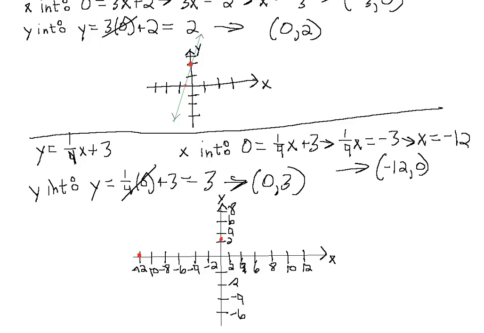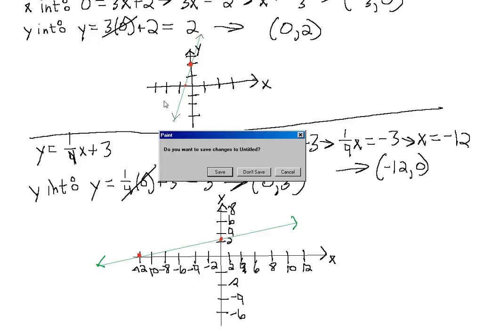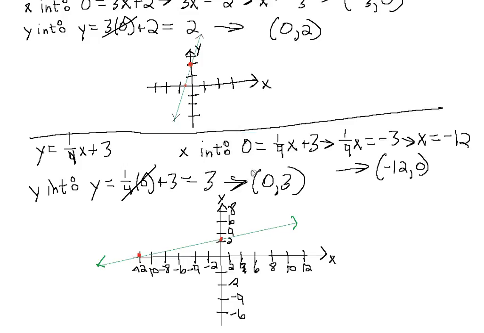And then all we do is simply connect these points with a straight line, or as straight as we can get. This doesn't go through either one, but you get the idea. Let me try this again. That's a little better. And these lines keep going infinitely in both directions. Okay, so we're graphing linear equations using the x and y intercepts. It's pretty simple. Let's go ahead and do one more.